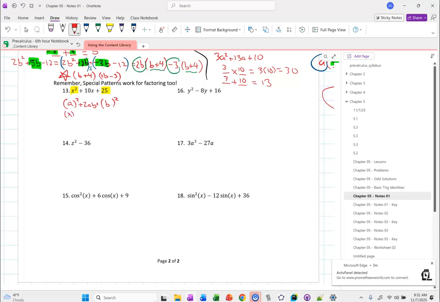So my A is like my x, and my B is like the 5. And what I'm checking is, is 2 times x times 5 equal to 10x? Yes. So what this tells me is I just have (x + 5) squared.